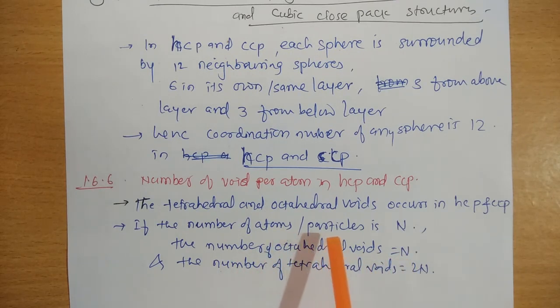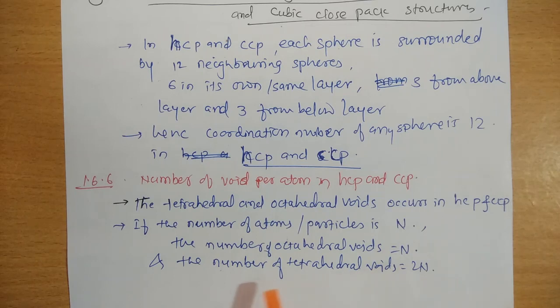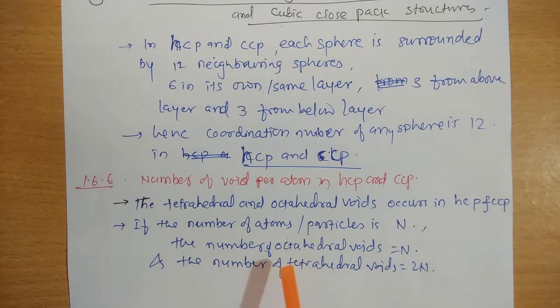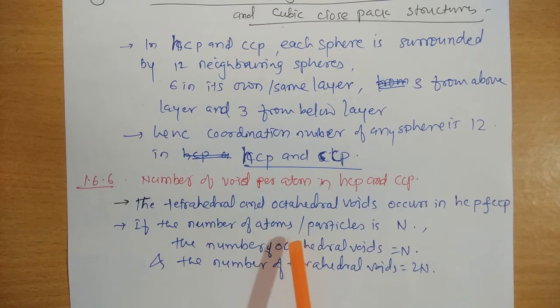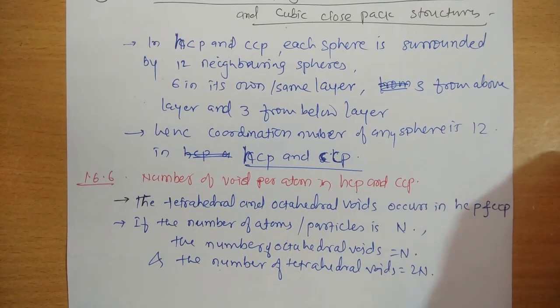Means the number of spheres in a three-dimensional packing, the number of atoms, spheres or particles, is equal to the number of octahedral voids, that is n. Then the number of tetrahedral voids will be twice n. That means the number of tetrahedral voids is always twice the number of octahedral voids and the number of atoms or spheres in the three-dimensional packing. Okay, this is all about the packing in three-dimensional structure.